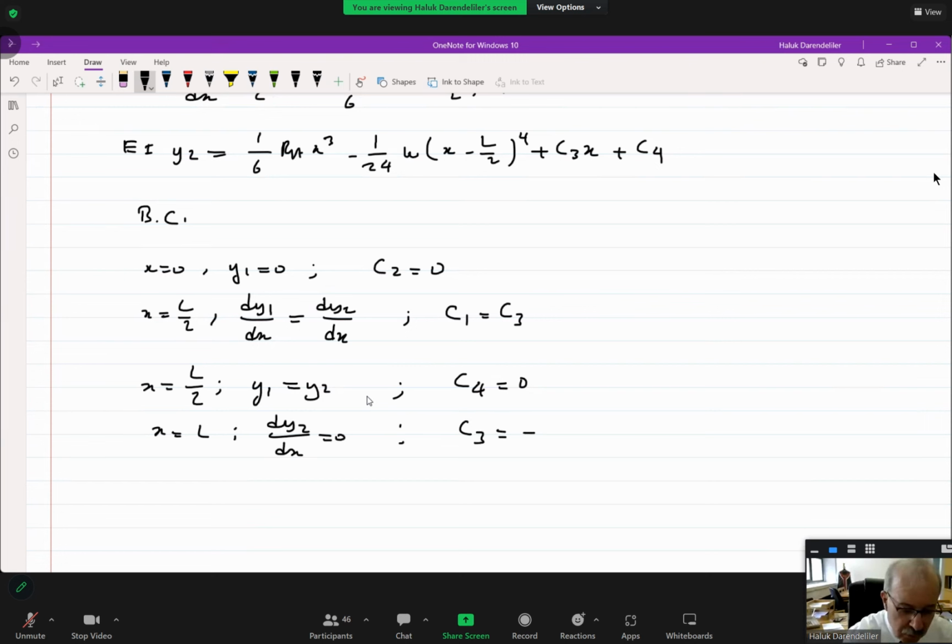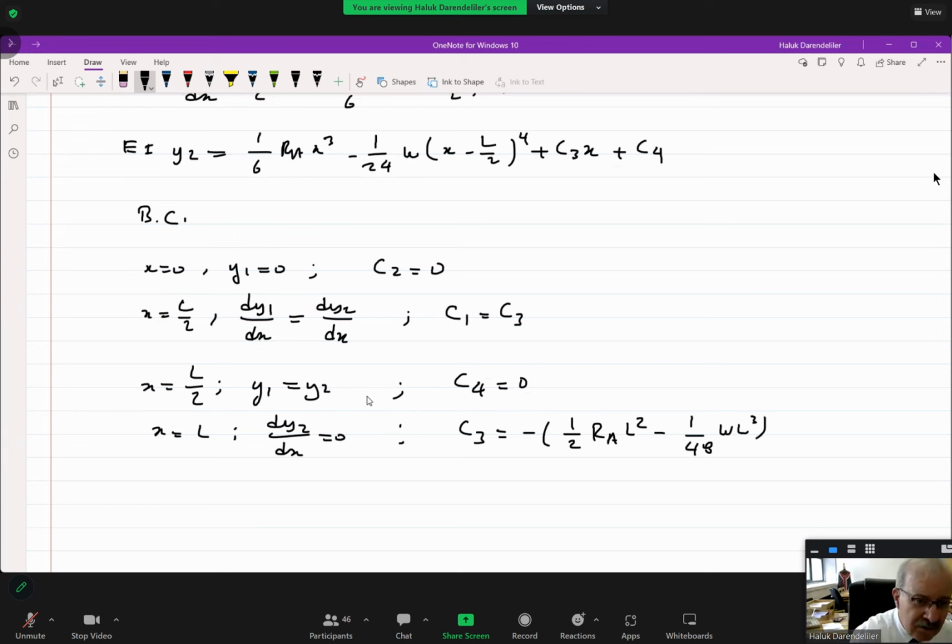If you use this, you will see that you can write C3 in terms of the given force, I mean the reaction force, the support force, which is RA. So, okay, we can determine C3, but since we don't know RA because of the static indeterminacy, we can write it in terms of RA. Okay, so this is the fourth boundary condition, which gives us a numeric value about C3 in terms of RA.